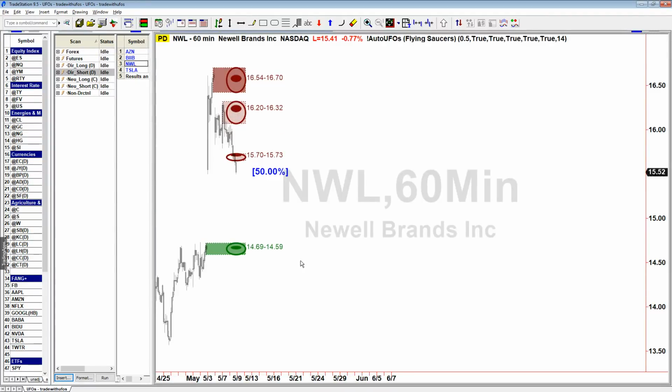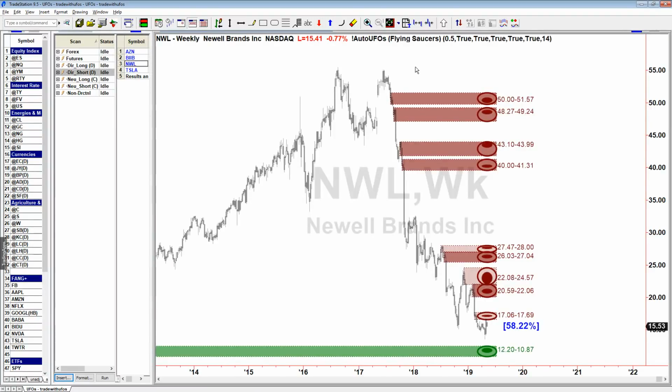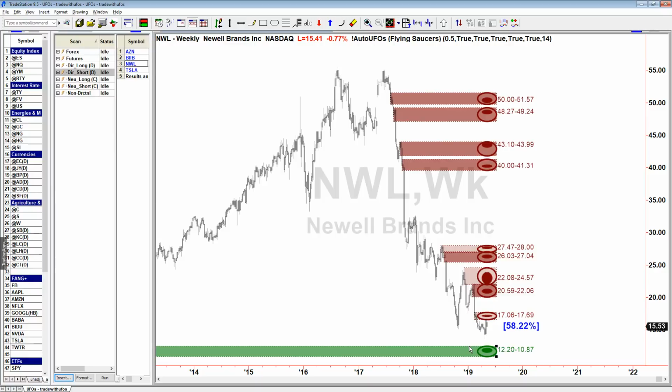I need to look at two different time frames here. So first I want to look at the 60-minute time frame, and while this is loading, I'm gonna switch to the weekly as well, because remember, on the daily time frame I didn't see any green UFO. So I want to see on the weekly time frame where is my next UFO. And notice how the next UFO happens to be located around 12.49. Okay, 12.49, that's where the next UFO is.